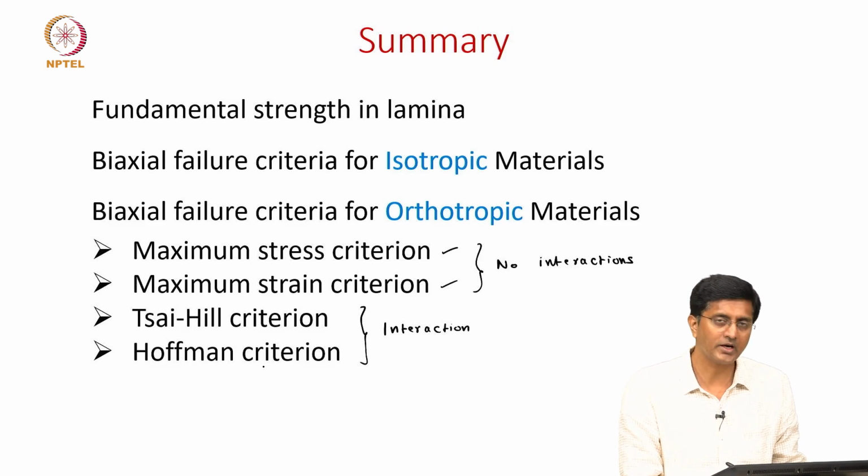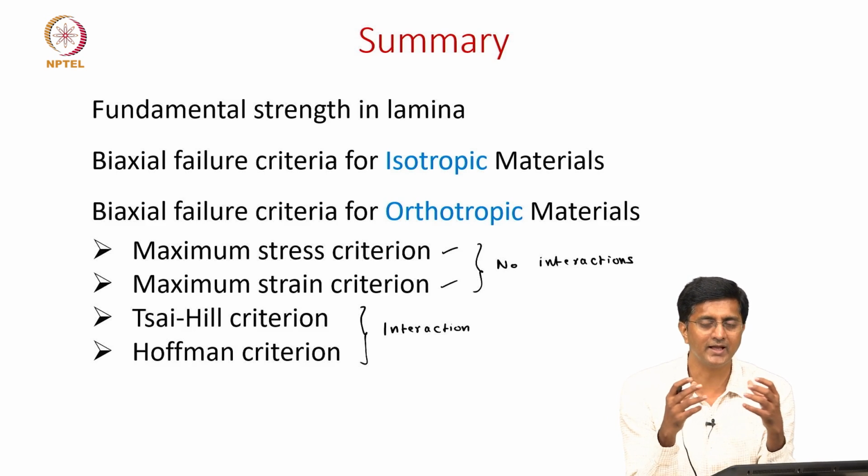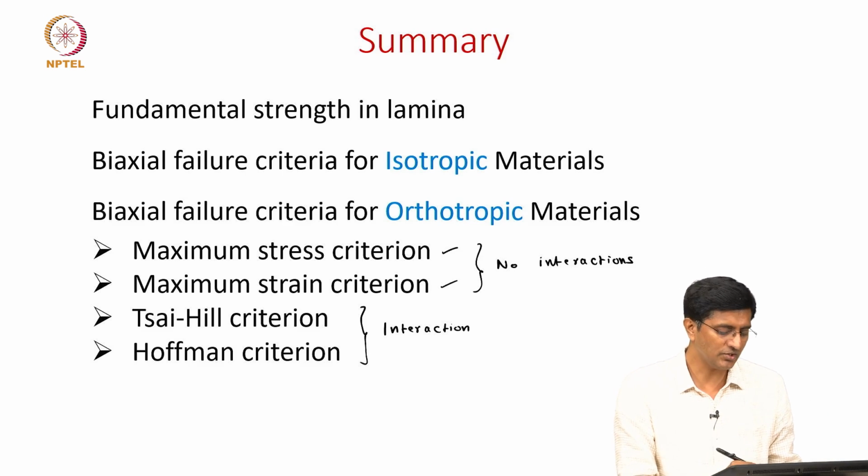But the Hoffman criteria is able to bring in both the tension and the compression into a single equation, thereby connecting all the strengths using one single expression. So this becomes easy for a designer to apply to see whether this composite is failing or whether it is safe. So this should summarize what we have discussed about the different failure criteria of the lamina.